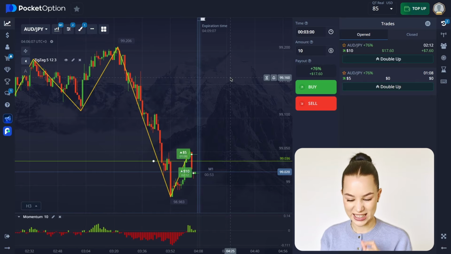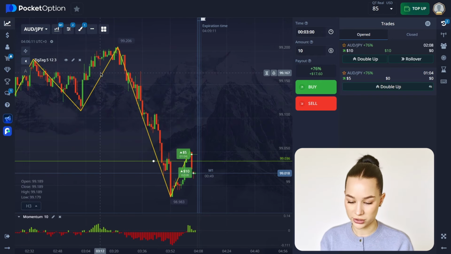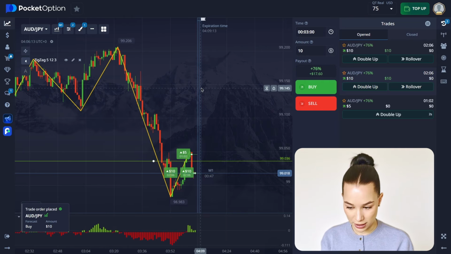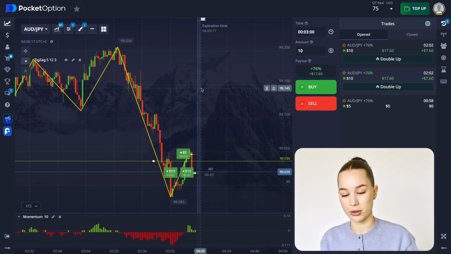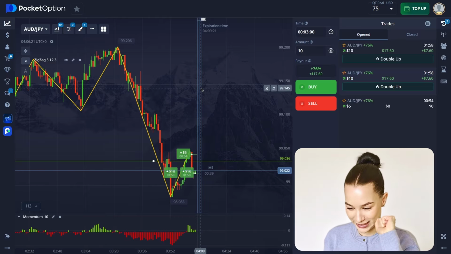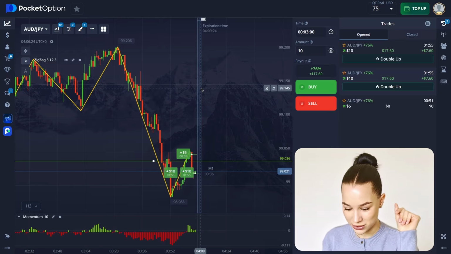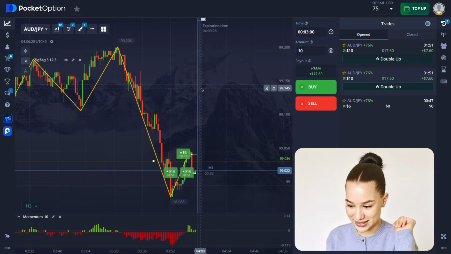So guys, as we can see, it fluctuates a lot, but I'm really sure that we're going to close the trade of $10 in the plus. So I'm thinking of opening a double up here. Here is the button, so I'm opening it. That's how we will have even more profit for this trade. It's 55 seconds till the first trade and almost 2 minutes till the second one. So let's wait.